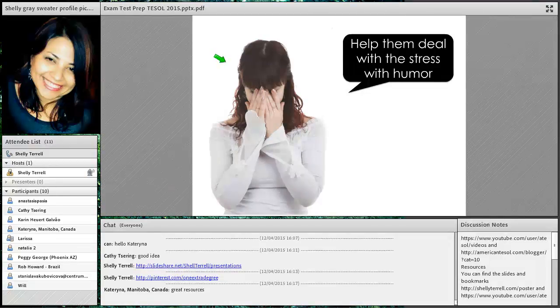You can help them deal with stress with humor. So what kind of ways can we add humor to really help them? Because the more stressed they are, the less well they're going to do in the exam. The more confident they are, there's research that shows that they do better with some confidence.